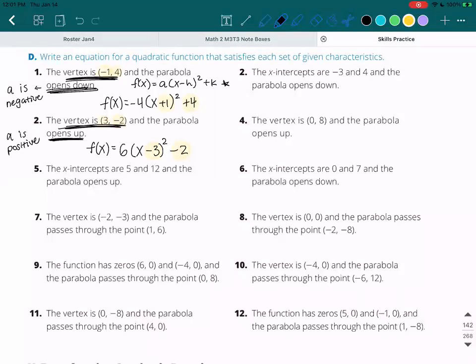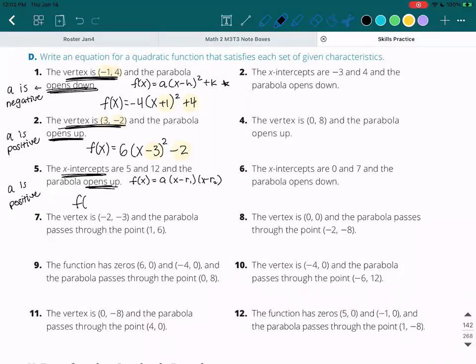Okay, so number 5 says the x-intercepts are 5 and 12, and the parabola opens up. So now that we have x-intercepts, this is like that very first section we did. We want to write it in factored form. So let me write out factored form for you. Notice that both of these are inside parentheses. Both the r1 and r2 are inside your parentheses. So therefore, they're the opposite, okay? And our parabola opens up. So do you want a to be positive or negative? It's opening up. Positive. Positive, good.